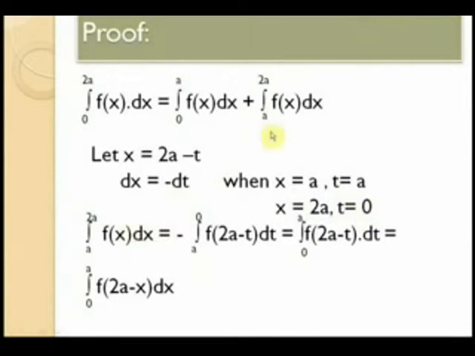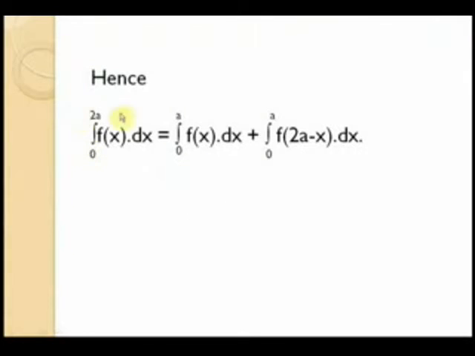So let's look at this integral. The integral of f(x) dx from a to 2a would be equal to minus the integral of f(2a - t) dt from a to 0. We have substituted these values here. Now this would be equal to the integral of f(2a - t) dt from 0 to a, and this would be equal to the integral of f(2a - x) from 0 to a. Thus we can say that the integral of f(x) dx from 0 to 2a would be equal to the integral of f(x) dx from 0 to a plus the integral of f(2a - x) from 0 to a.